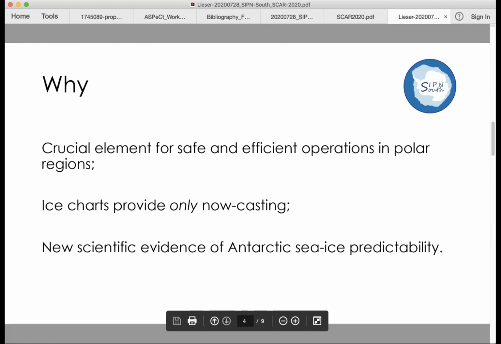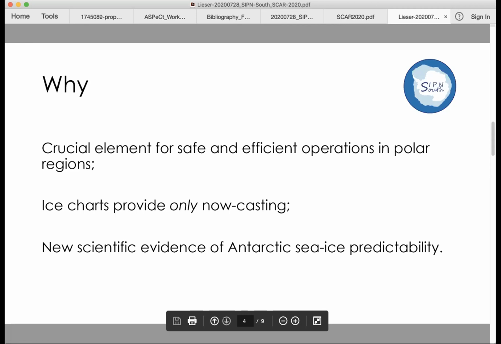On the next slide, we want to motivate ourselves. I've said that before, sea ice is a major hindrance for ships operating in polar waters, and therefore predicting where sea ice is and how sea ice behaves is crucial in allowing safe and efficient operations. We do have ice charts for the Antarctic, but they're only providing a kind of nowcast snapshot of the situation as it is, and we don't really know how it will evolve, other than the sea ice will melt in summer and it will freeze in winter.